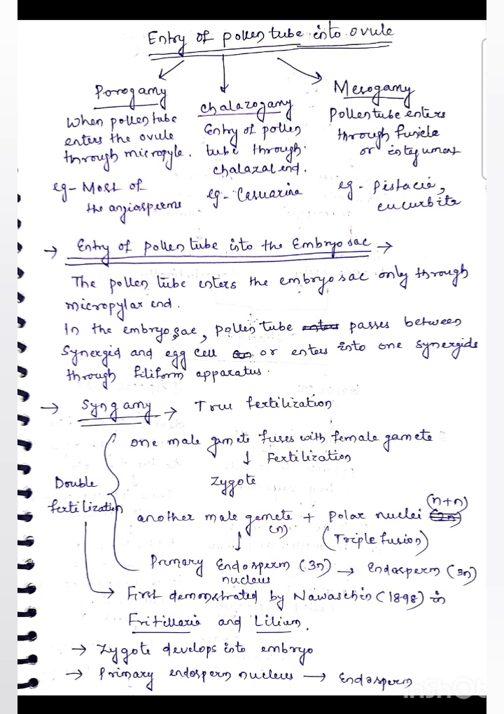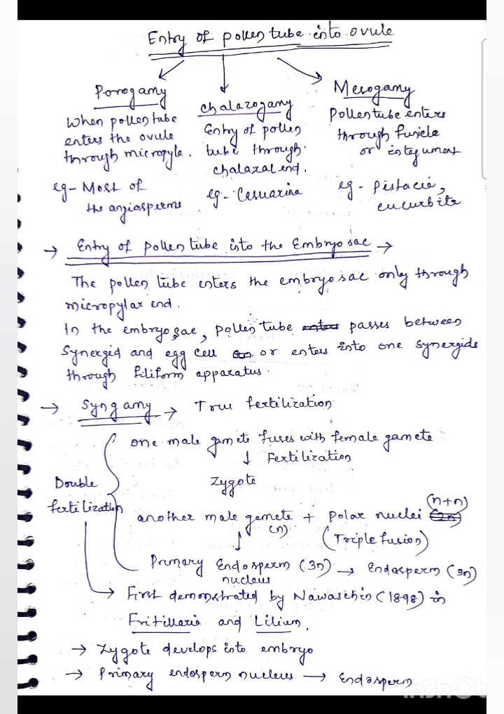Entry of pollen tube into embryo sac. After entering the ovule, it will enter inside the embryo sac. The pollen tube enters the embryo sac only through the micropylar end. In the embryo sac, the pollen tube passes between the synergids and the egg cell, and sometimes it enters into one synergid through the filiform apparatus. Actually, the filiform apparatus guides the pollen tube to the egg cell.